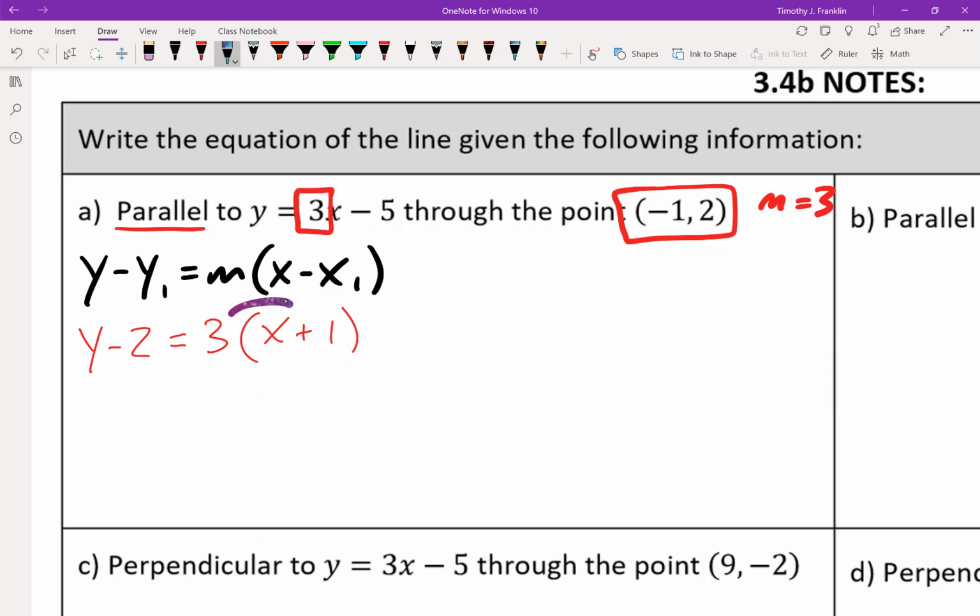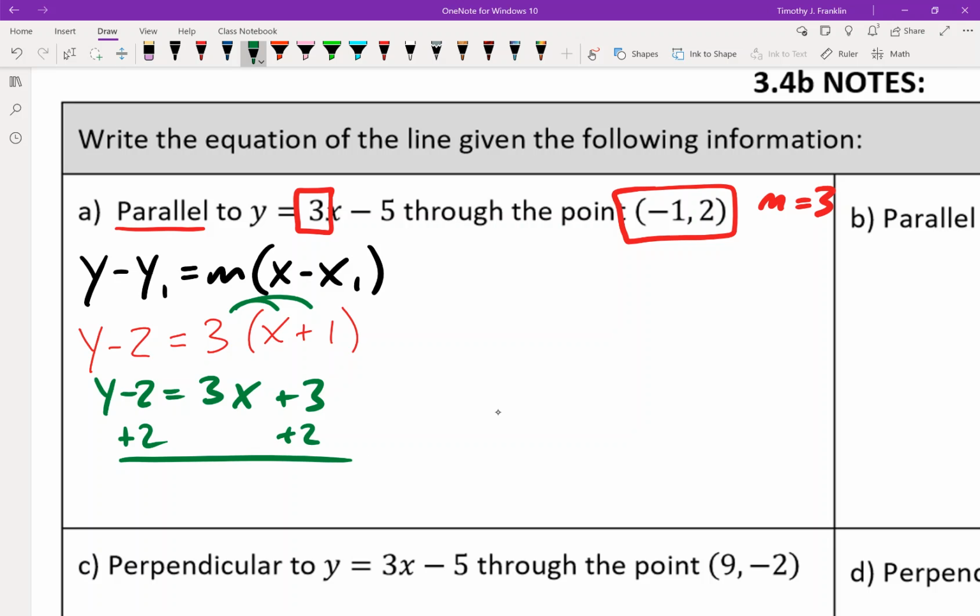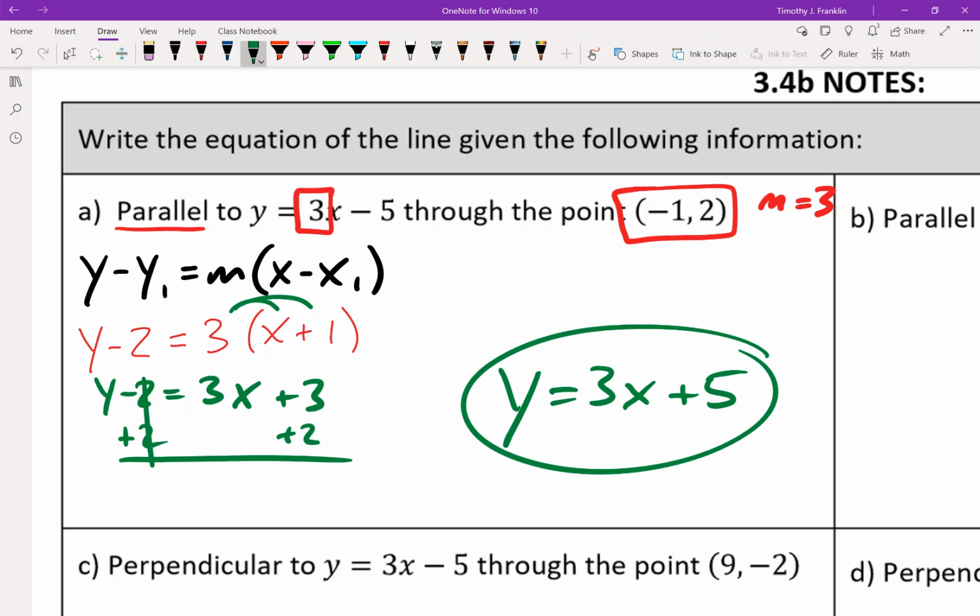So now we just need to distribute the 3 here. So we go y minus 2 equals 3x plus 3. We'll add 2 to finish out the problem. So y equals 3x plus 5 is the final equation here. So this is an equation of a line that is parallel to y equals 3x minus 5, but goes through the point negative 1, 2.